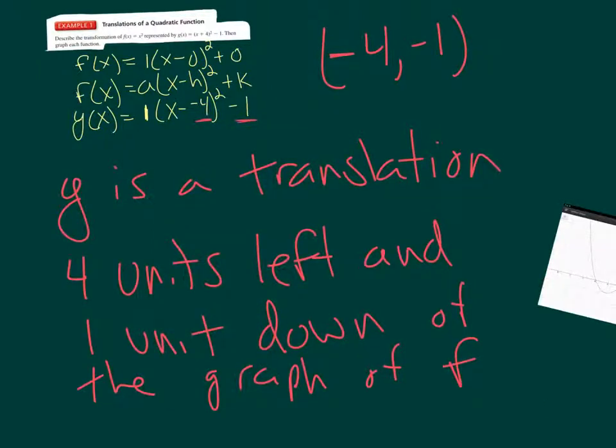So how you would write this for your answer: describe the transformation of f of x equals x squared represented by g of x equals (x plus 4) squared minus 1, then graph each function. To describe it, you'd say g is a translation 4 units left and 1 unit down of the graph of f. It tells you right here. If you know this is the left to right, this is your up or down.